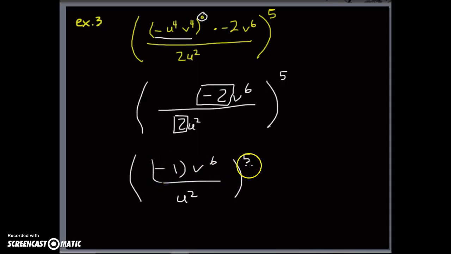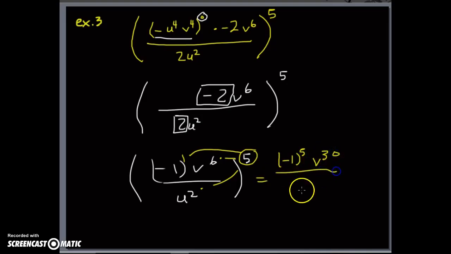Let's go ahead and use the power rule to eliminate the parentheses. We're going to take this and multiply it to this 1. We're going to multiply it to the 6th, and we're going to multiply it to the 2. What we get when we do that is negative 1 to the 5th power times v to the 30th power over u to the 10th power.